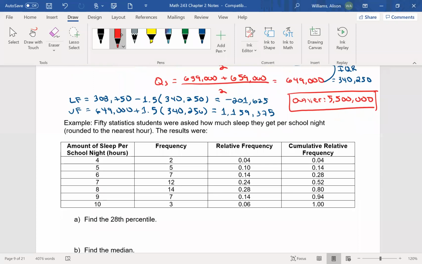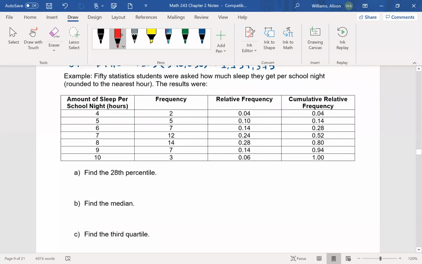I could. In other words, if I were to write this all out, since 2 people said they get 4 hours of sleep, the first 2 data values would be 4. And then the next 5 data values are going to be 5. And then 6 will be 7 of them. Okay, and so forth. You keep going, but I don't really want to write this out. I'm going to use reasoning to do this, and based on the information they gave me, they asked me some specific ones, so I might be able to figure this out.